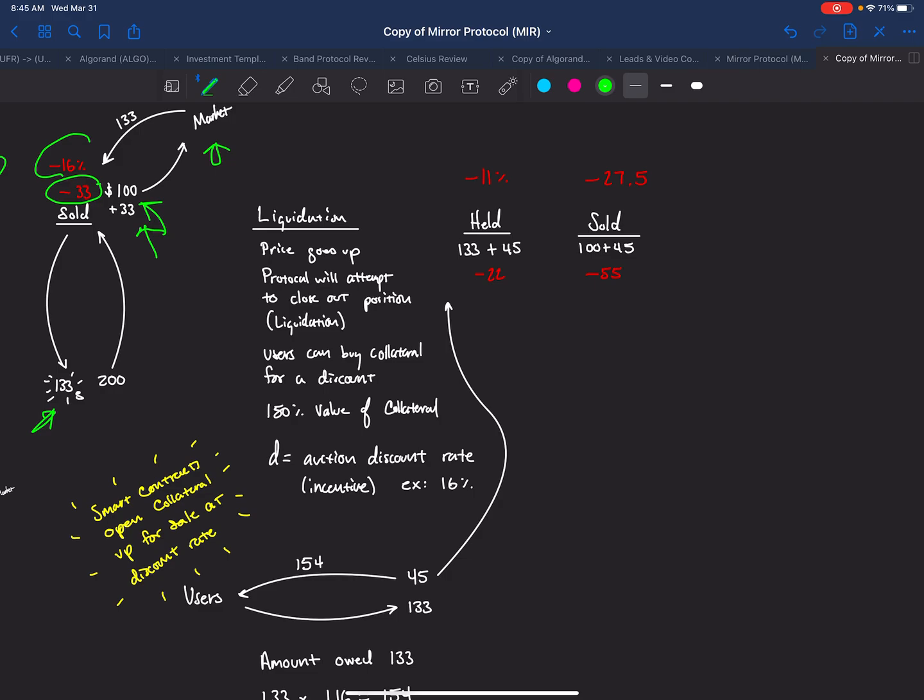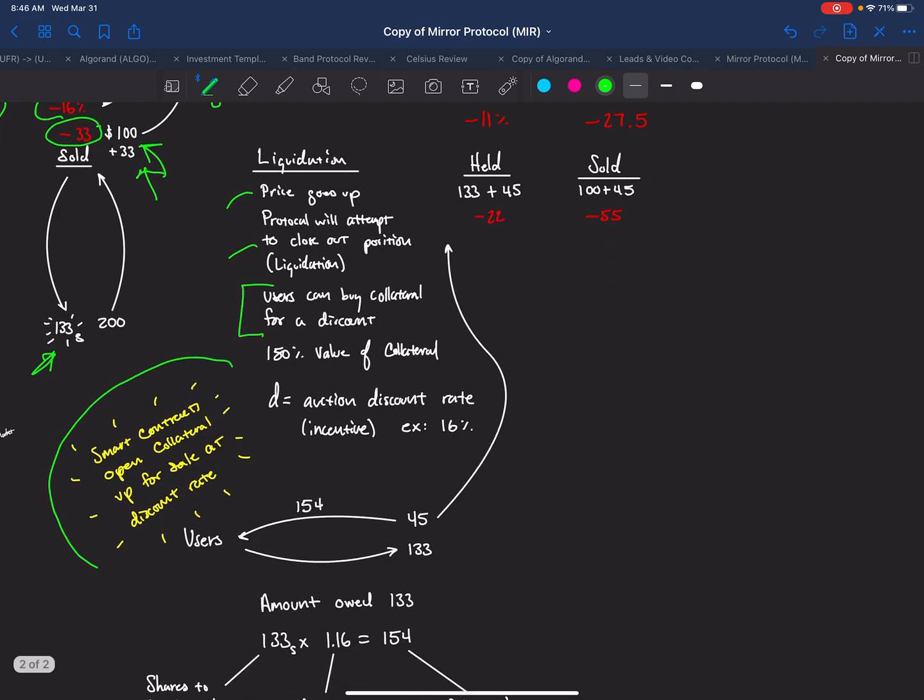So let's say price goes up, the protocol will attempt to close out the position. Users can buy collateral for a discount. So what happens is the smart contracts open up your collateral for sale at a discount rate for other users. So they have an incentive to buy it and quickly close out this position for you.